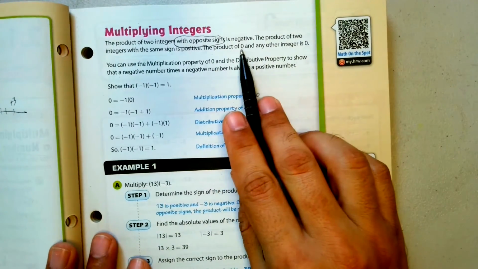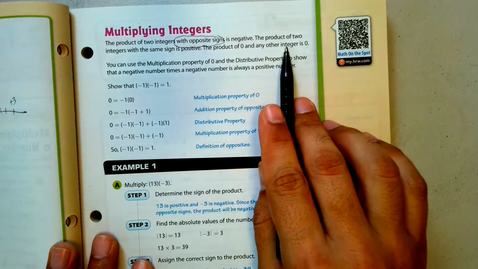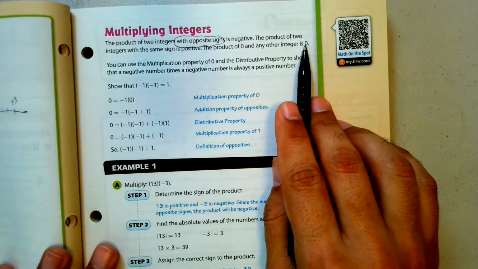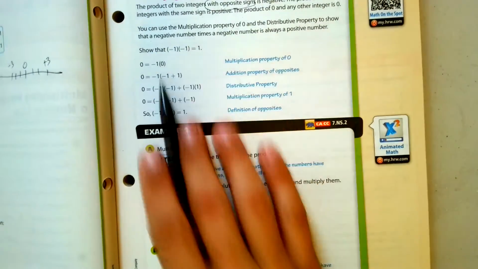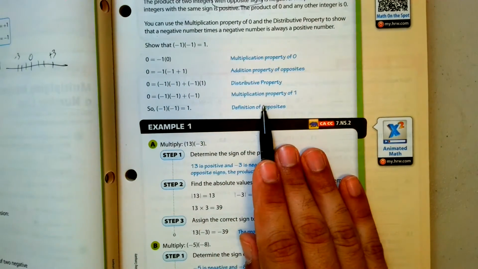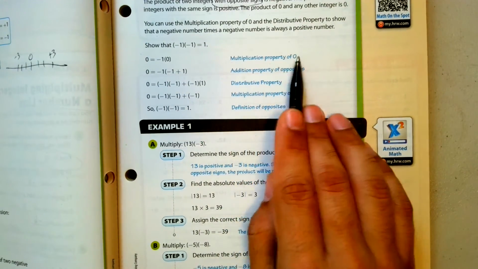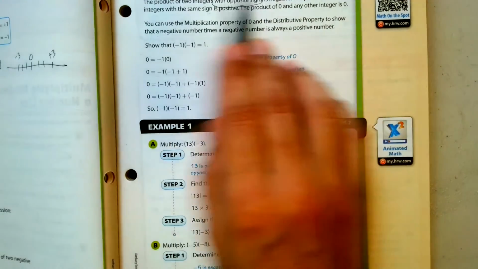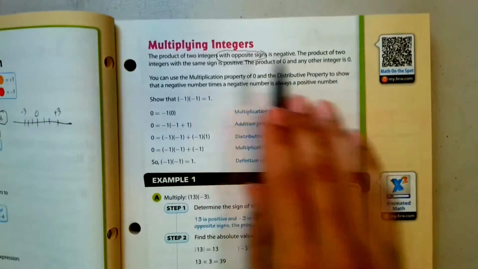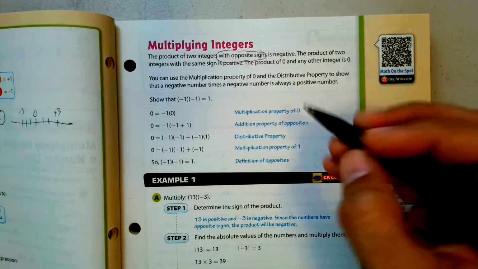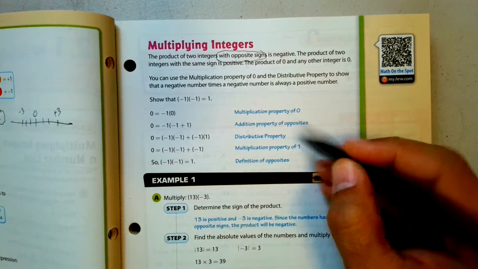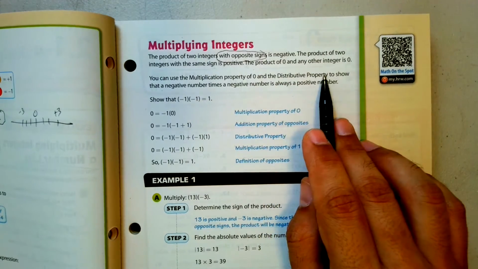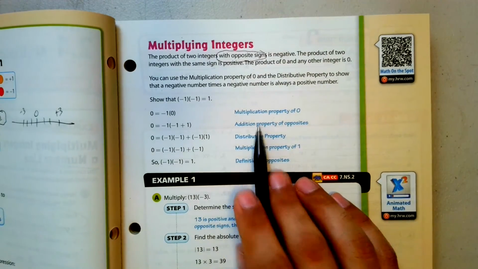And the product of 0 and any other integer is going to be 0. So 0 times anything is always 0. That's all this is trying to say: the multiplication property of 0 makes anything times 0 equal to 0. These are properties of operations. There's the multiplication property of 0 and the distributive property. These are properties that you can use to explain.